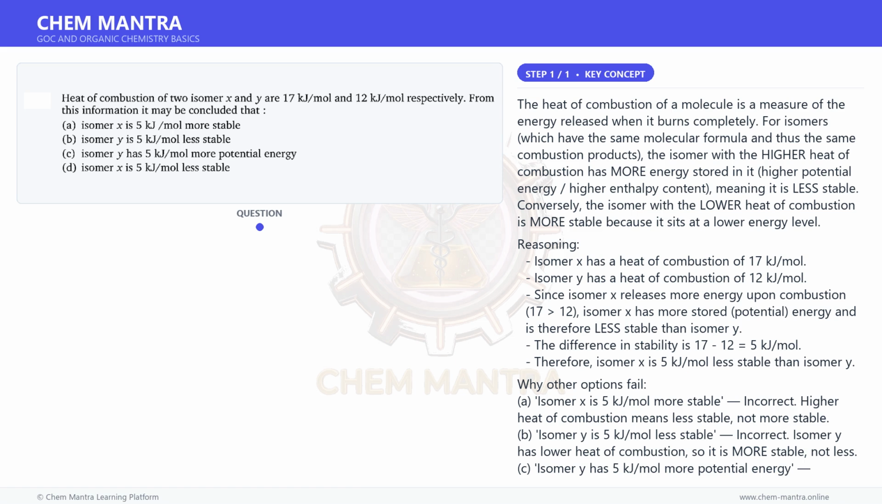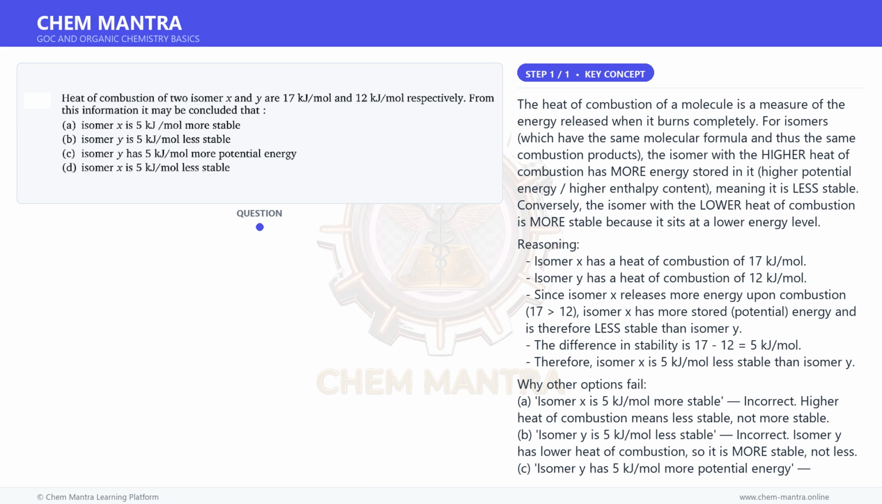Why other options fail? A. Isomer X is 5 kJ/mol more stable. Incorrect. Higher heat of combustion means less stable, not more stable. B. Isomer Y is 5 kJ/mol less stable. Incorrect. Isomer Y has lower heat of combustion, so it is more stable, not less.